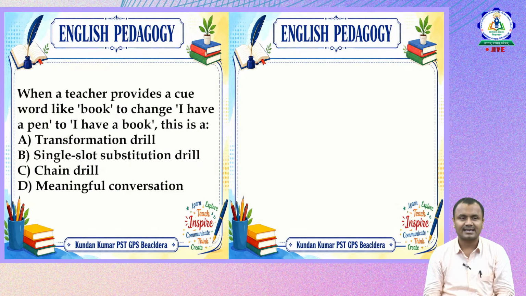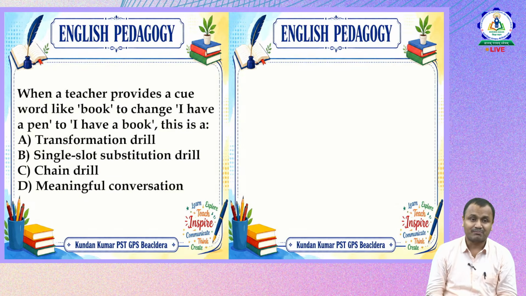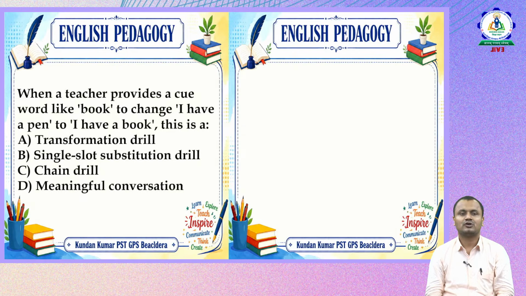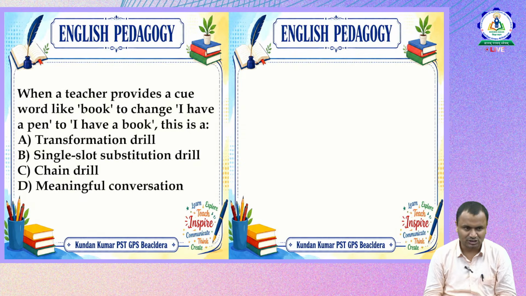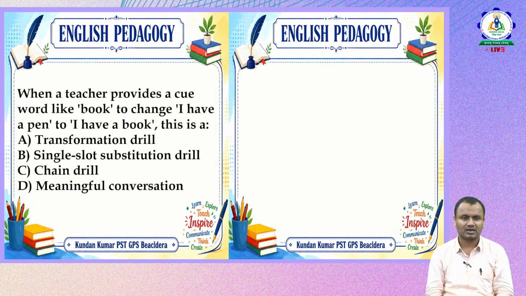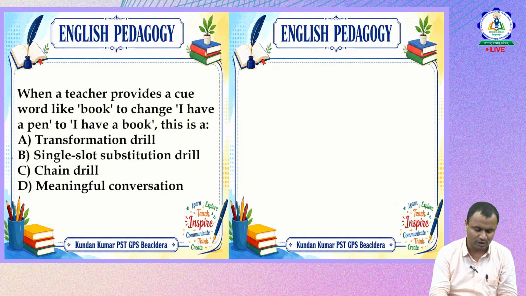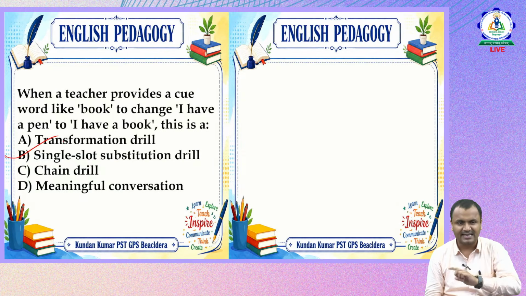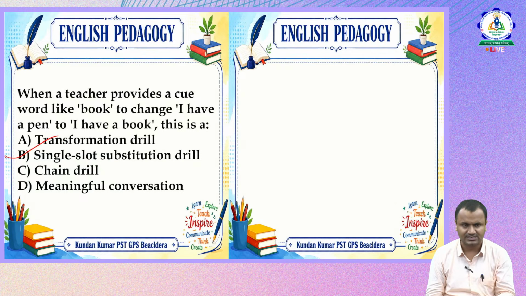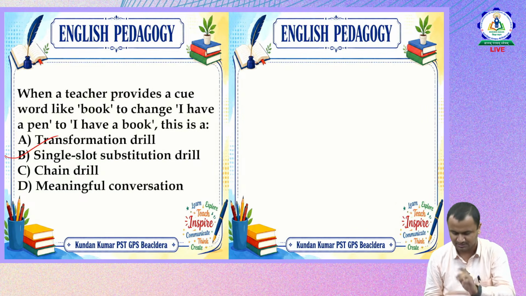When a teacher provides a cue word like book to change "I have a pen" to "I have a book," what is this? Transformation drill, single slot substitution drill, chain drill, or meaningful conversation? It substitutes this word with a particular word, this part of the sentence with another part. Single slot substitution drill. Replacement of the word, replacement of part of the sentence comes under substitution drill.